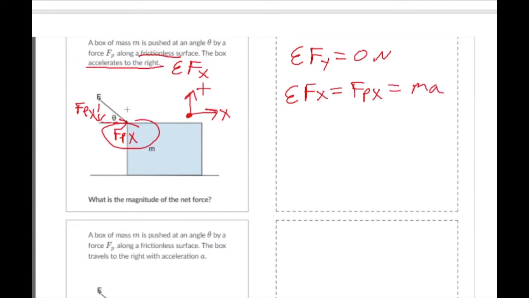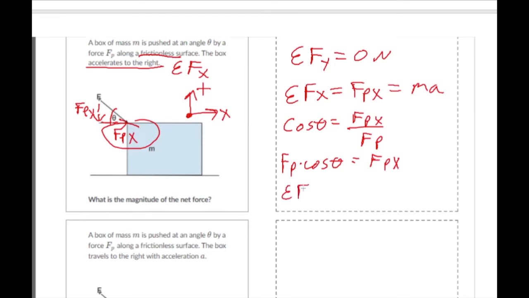What is Fpx? Well, if I notice, Fpx is the adjacent side of this triangle. That means that cosine theta is equal to Fpx over Fp. Multiply over, and we find out that Fp times cosine theta equals Fpx. Substitute that into our equation, and that gives us a net force of Fp times cosine theta.